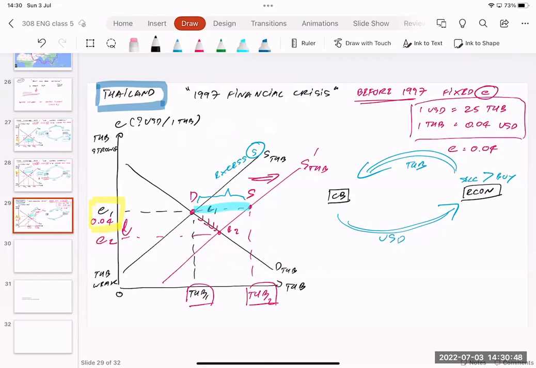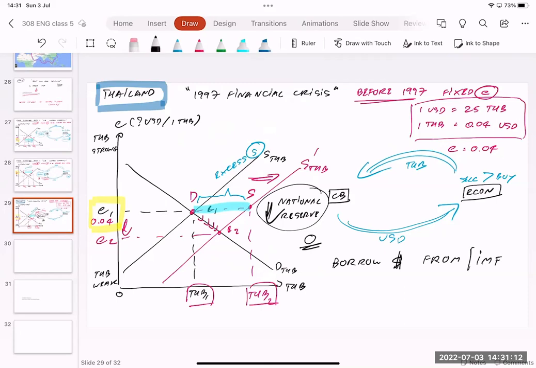Which means the national reserve of Thailand during that time becomes reduced a lot, until one day it's equal to zero and Thailand becomes bankrupt. During that time, the crisis, Thailand became bankrupt. Thailand needed to borrow a lot of money from the IMF, the International Monetary Fund. And the IMF asked Thailand to change from the fixed exchange rate system to the flexible exchange rate system.